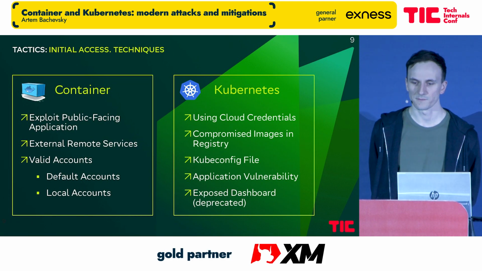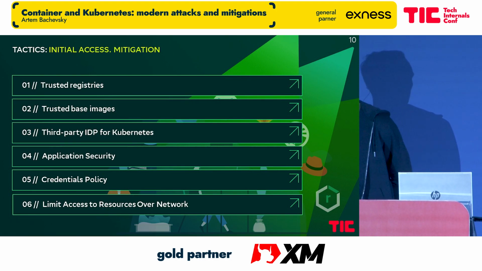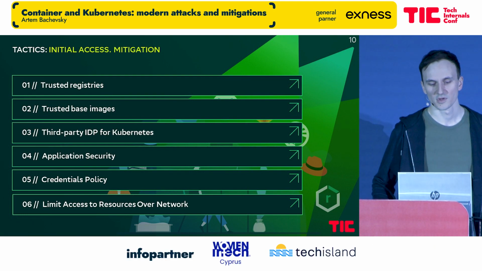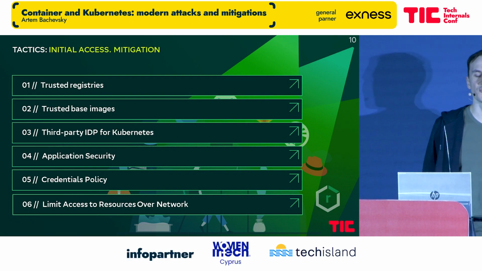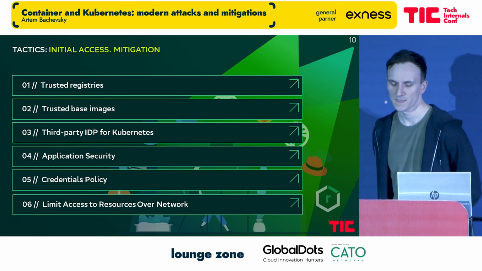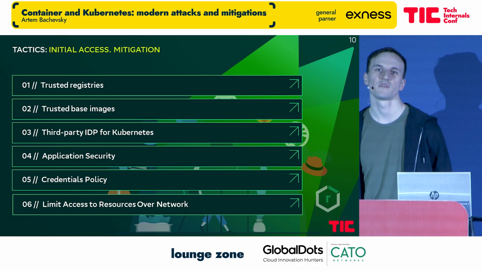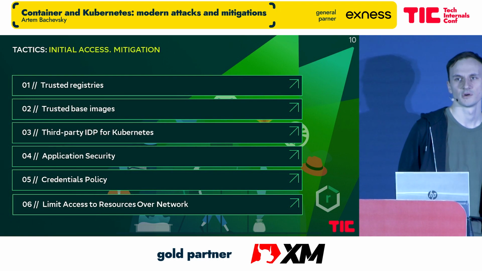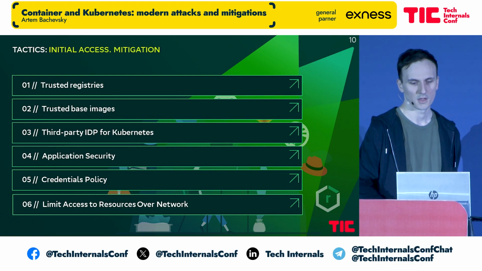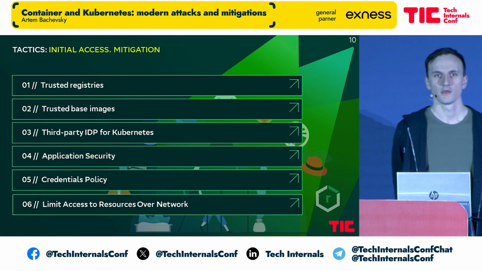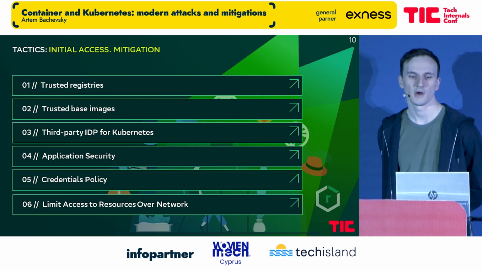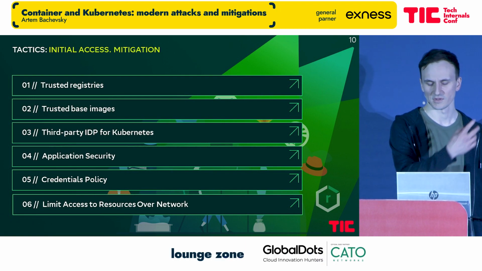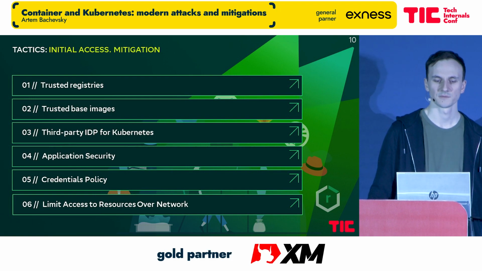How could we mitigate them? At first, if we are talking about compromised images, we should deploy only images from trusted registries. How could we control it? It could be controlled with digital signing. Cosign, I think, is the best tool for this, and you could use it in an admission controller. Then you should use third-party identity providers. It helps with the threats that, for example, I mentioned for the kubeconfig file.